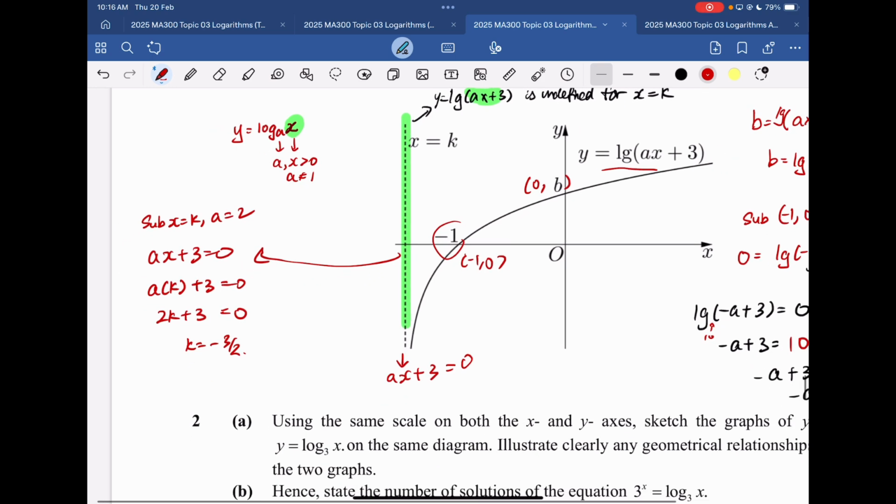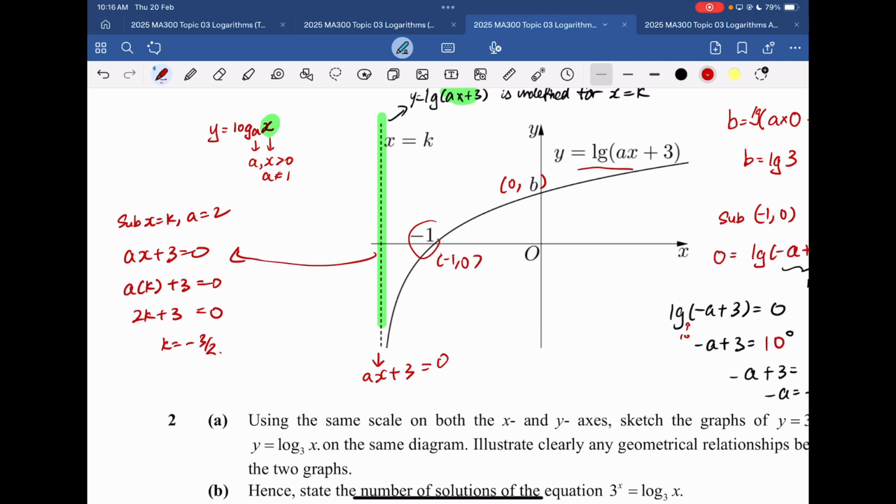It's the asymptote. What I'm trying to tell you is that when you see this value here, it must be defined for ax plus 3 more than 0. You take one and transfer the concept, because what is inside has to be positive. This region here is ax plus 3 more than 0. So this is the line where ax plus 3 is equal to 0.